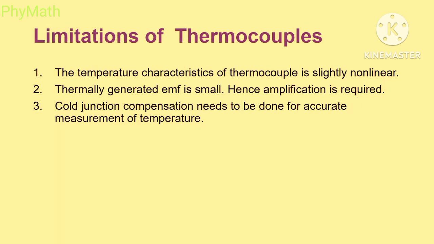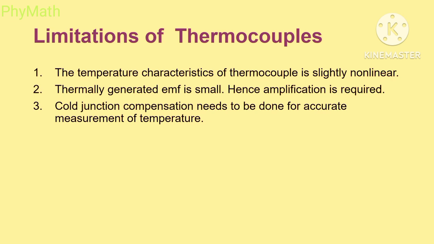Which are the different limitations of a thermocouple? First, the temperature characteristic of a thermocouple is slightly non-linear. That's why, to convert that non-linear characteristic into a linear characteristic, you will require a linearizer block in the basic instrumentation system as a signal conditioner. So that is the first limitation of the thermocouple.